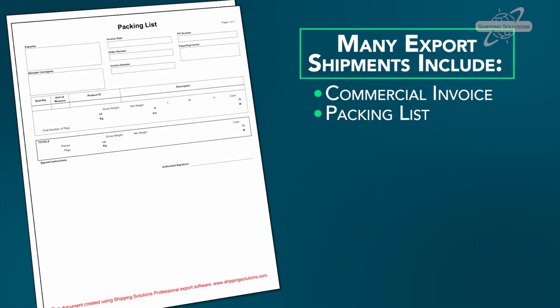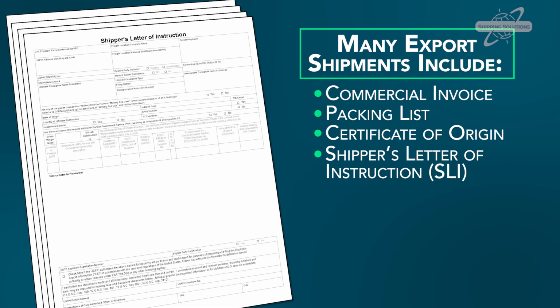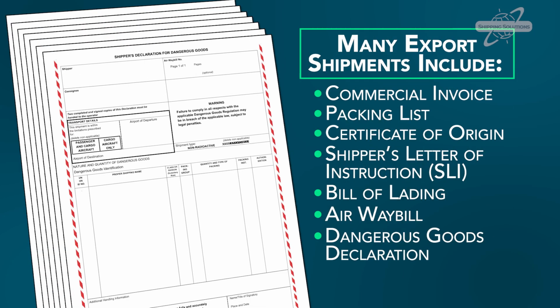Once the sale is finalized and the goods are ready for export, it's time to prepare the documents that will accompany or support the shipment. The exact documents depend on the transaction, but many export shipments include a commercial invoice, packing list, certificate of origin, shipper's letter of instruction or SLI, bill of lading or air waybill, and a dangerous goods declaration if hazardous materials are involved.